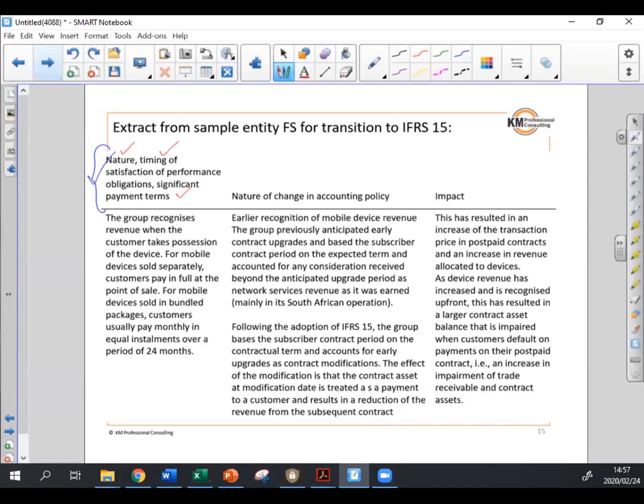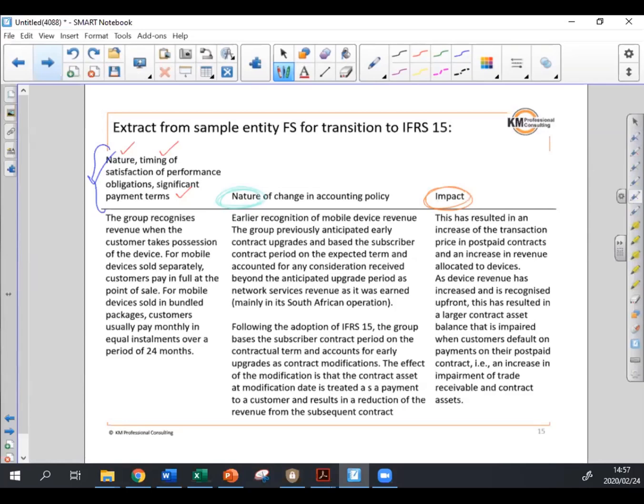I need to understand what it is that you do, when you do it, how you do it, and what are the payment terms that go with it. What this sample entity then did was, in lieu of changing the accounting policy, they said this would be the nature thereof. This is how it's going to change. And then what they did, which I think is obviously just wrapping it all up and putting a bow on it, was discuss the impact.